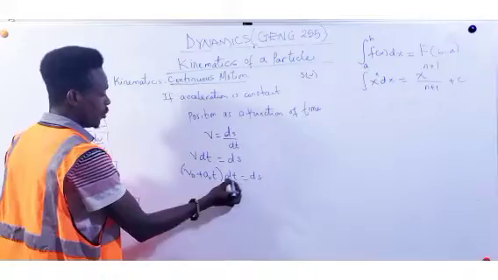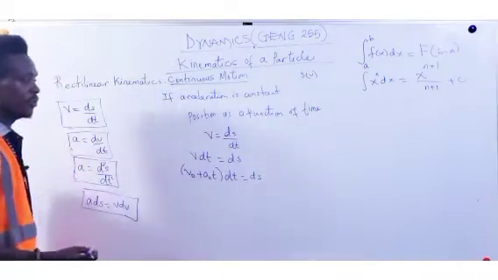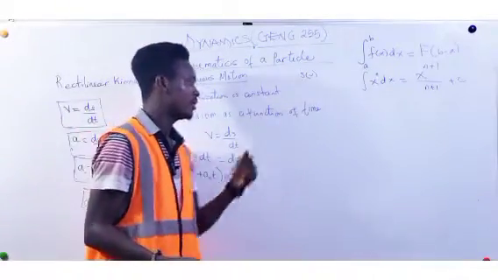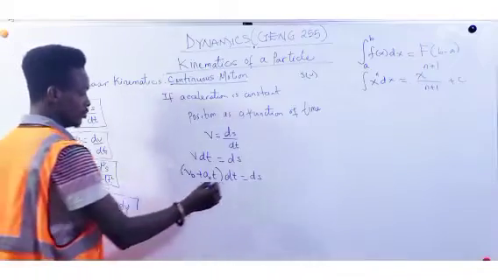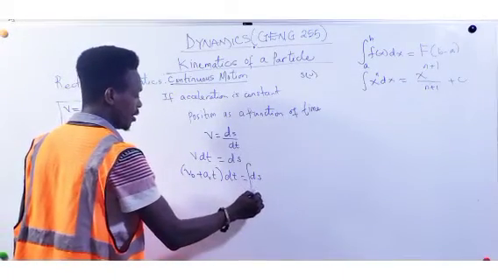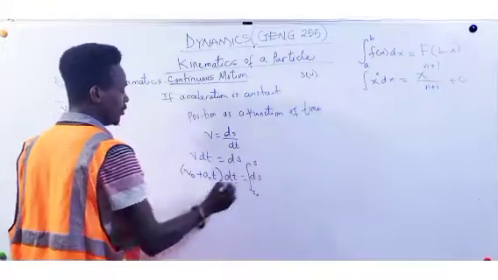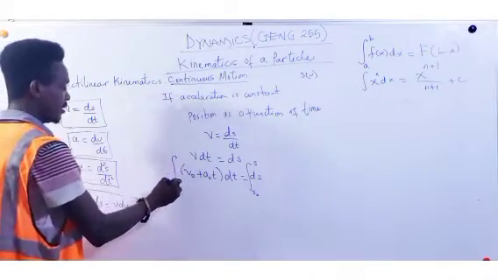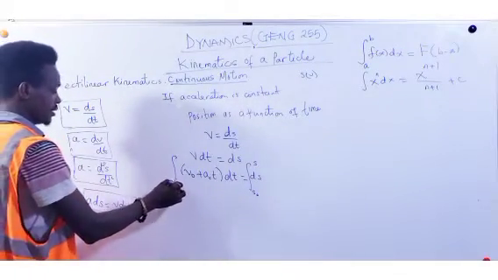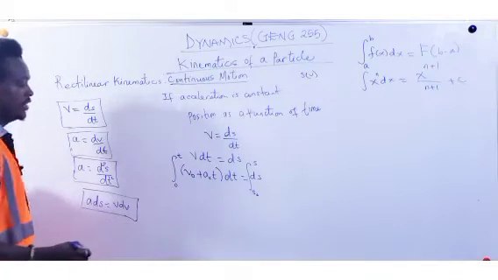Again, you want to find position as a function of time. So what we do is integrate this from s naught to s. Again, we integrate this from 0 to t.